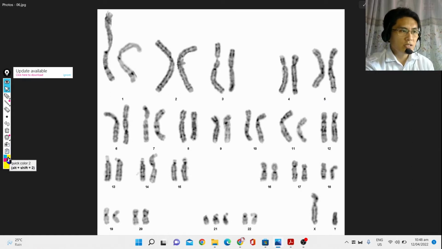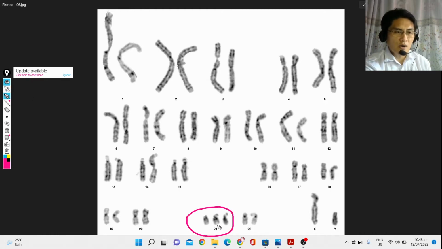If you notice, chromosome number 21 is weird because chromosome 21 has three copies instead of two. So instead of one from mom, one from dad, for some reason your chromosome count is 47. So this is Down syndrome, right?